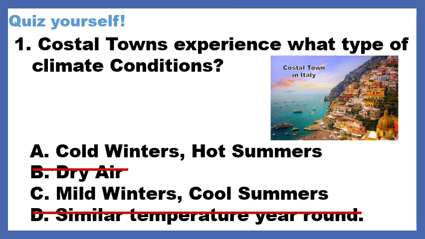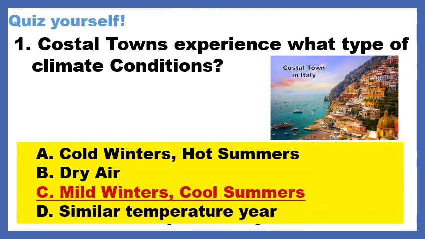If you have a coastal town, you have land that's very close to water. We know that land and water are going to heat up and cool down at different rates. That creates temperature differences. So it's definitely not going to be the same all year round. Correct answer is mild winters and cool summers.